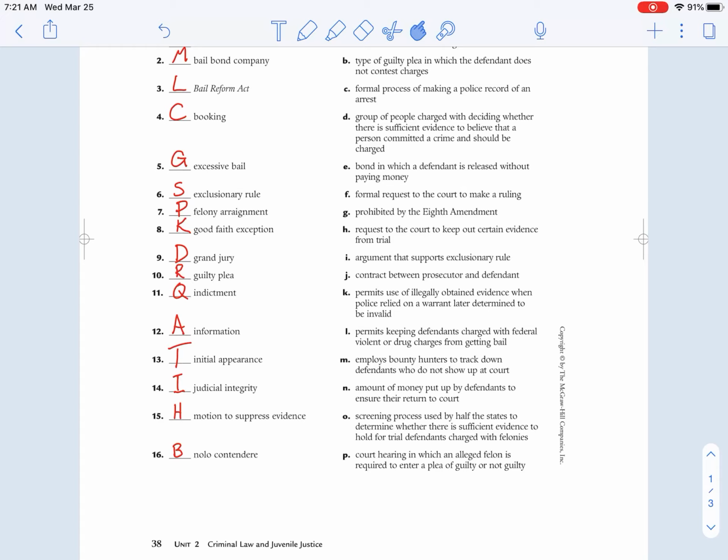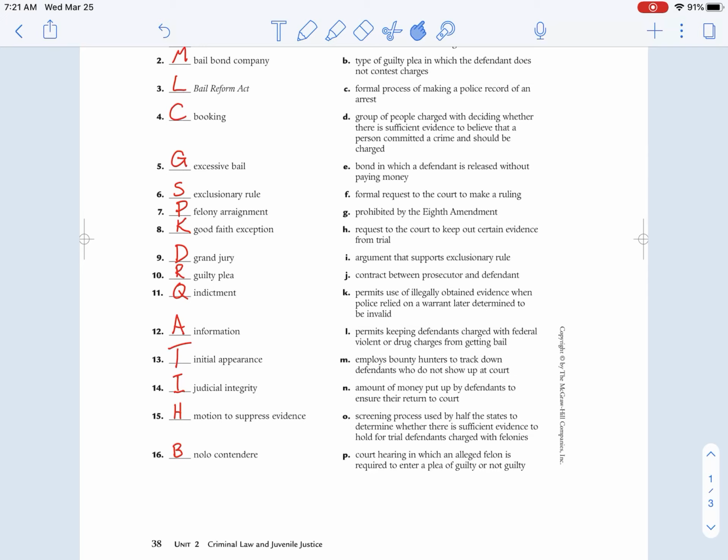Number 8, good faith exception is K. It permits the use of illegally obtained evidence when police relied on a warrant later determined to be invalid. Essentially meaning that if when police conducted some sort of search, they believed that their warrant was valid, they believed that it was not flawed, that evidence can still be used. So if it was missing a signature, if the date was filed incorrectly, if there was some other type of clerical error, it can still be used in a court of law because the police believed that it was indeed valid.